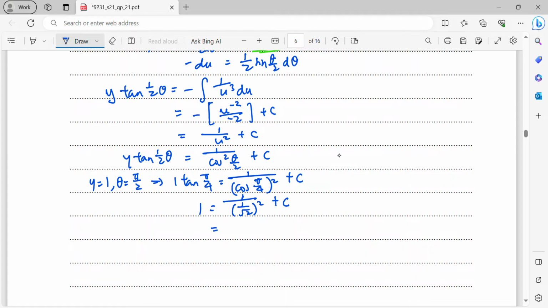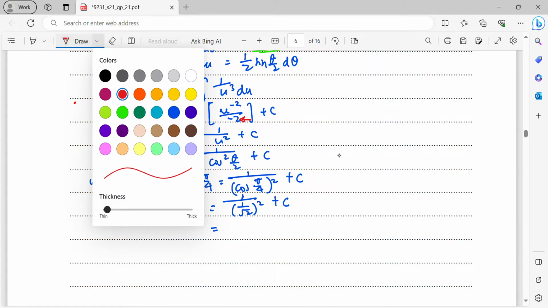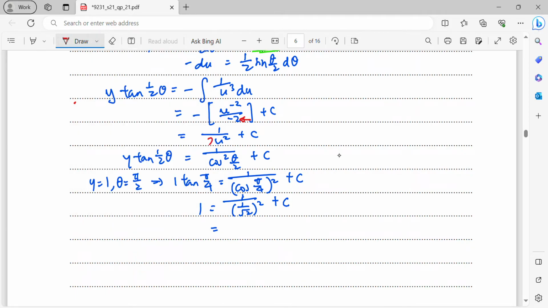Okay, wait, let me check first. I missed out one term. You see here, there's a 2 here. When I moved down the u squared, I still have the 2, so I missed out the 2 here. So there's a 2.